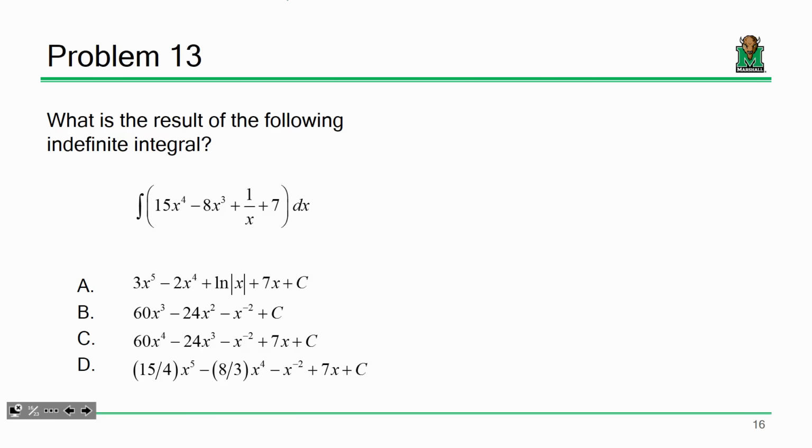What is the result of the following indefinite integral? Without doing any calculations, I want somebody to tell me what the answer is. Okay, you got D. What are you saying? Now, why are you saying A? Because it has a natural log. We're taking the integral of 1 over x. That's a natural log.